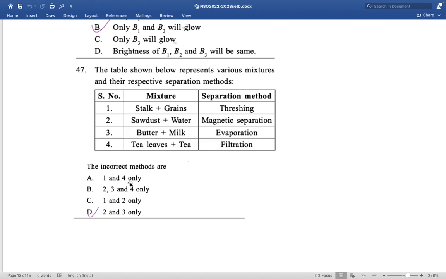Threshing is used to separate grains from stalks. Sawdust can be separated from water by filtration. Butter is separated from milk by centrifugation. Tea leaves can be separated from tea by filtration. So D is the correct answer.